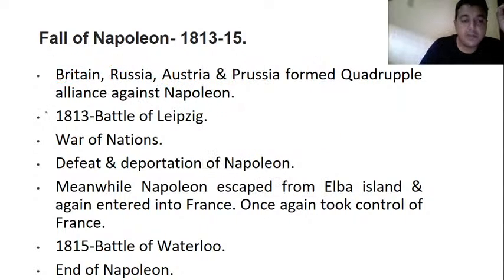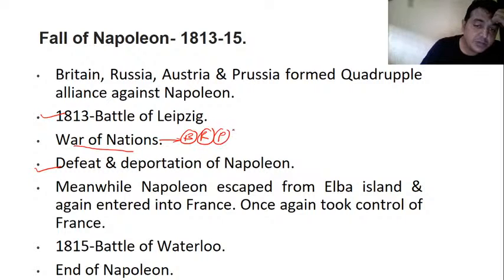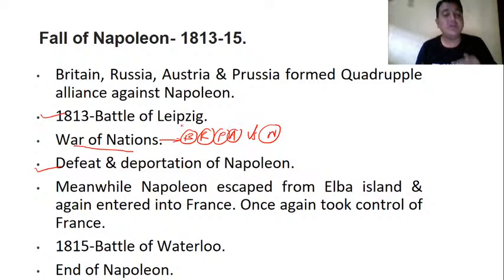So when they formed a quadruple alliance, the result was the defeat of Napoleon. In 1813 there was the Battle of Leipzig. In that battle, Napoleon was defeated. The Battle of Leipzig is also known as the War of Nations. Why is it so? Because nations were engaged in it, Britain, Russia, Prussia and Austria versus Napoleon. So that is known as the War of Nations, the defeat and deportation of Napoleon. Clear?